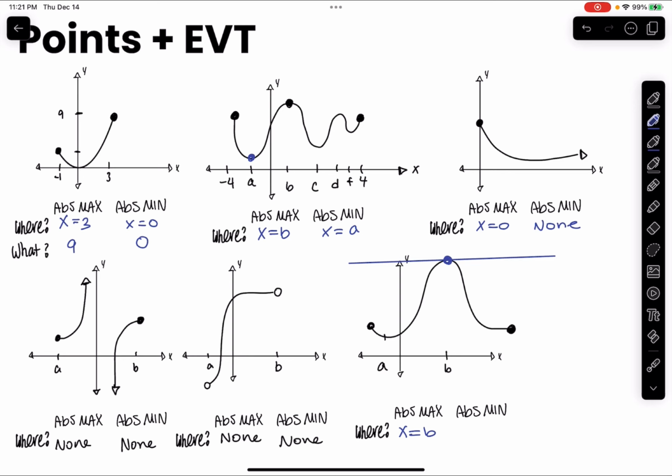Now, where is the absolute minimum? Well, where is the lowest point on the graph? I would say that it's here. If you want to check, draw a line. Is there any other point that's lower than that line? No. Therefore, there's an absolute minimum at x is equal to a.